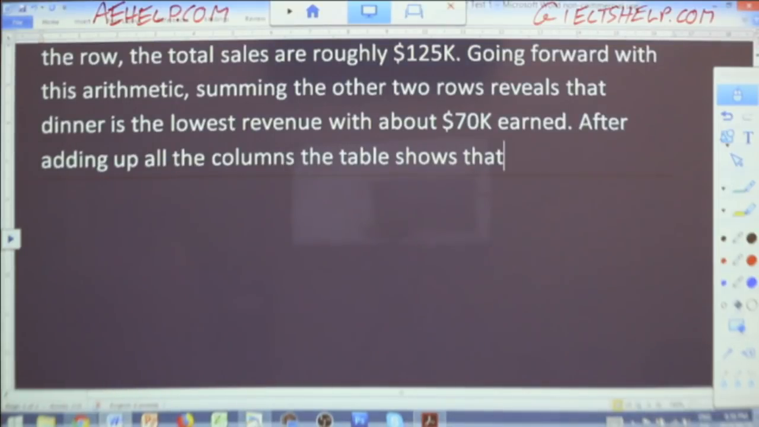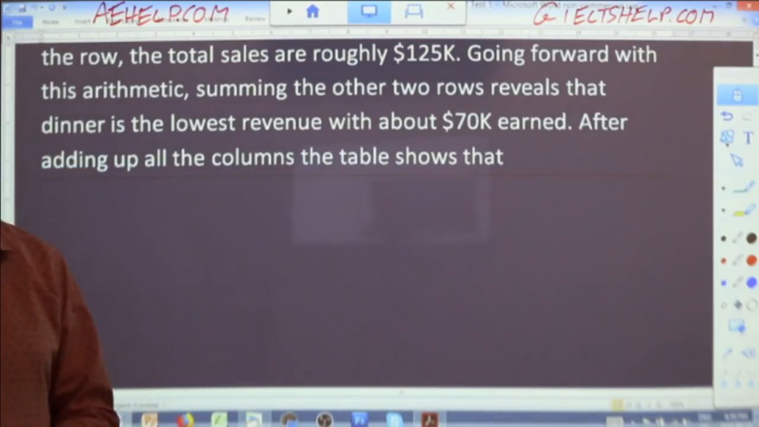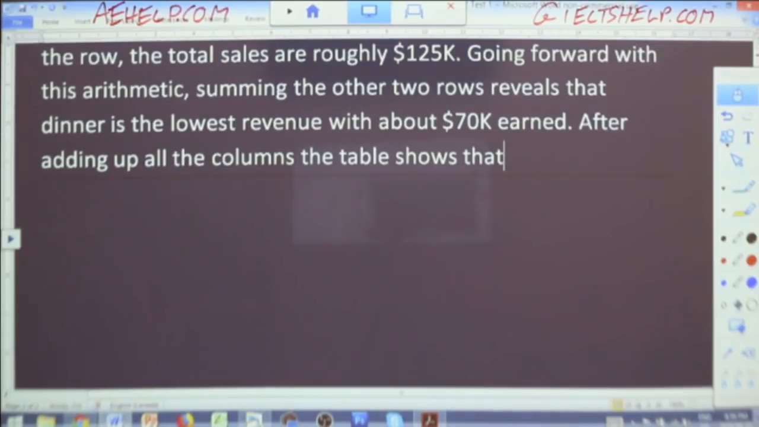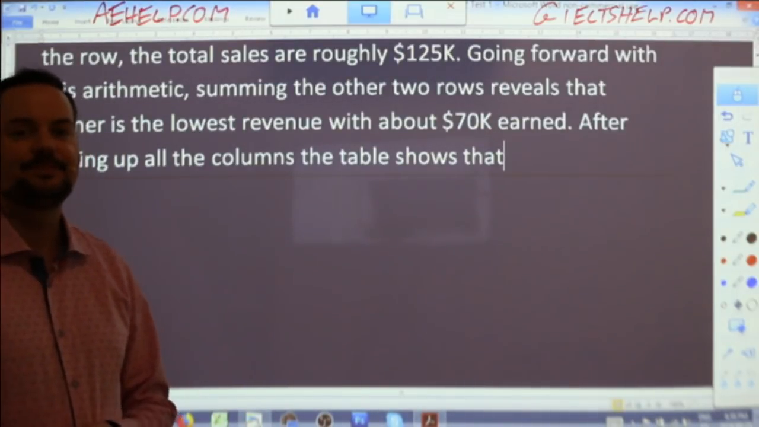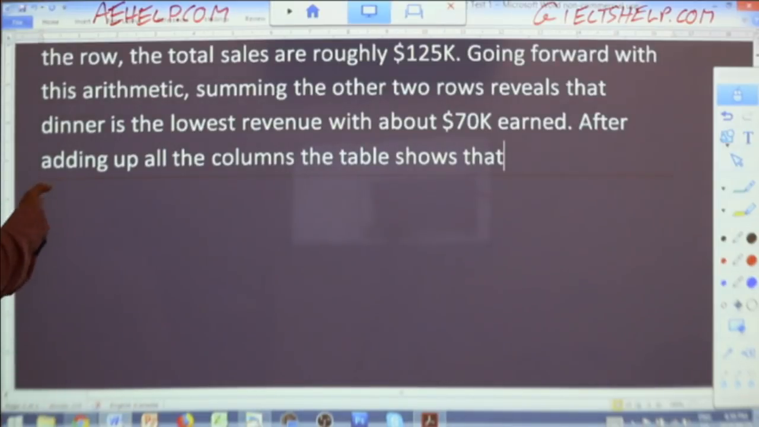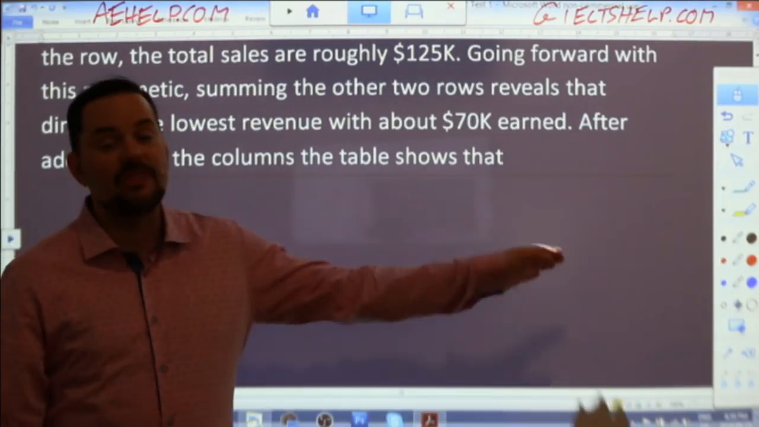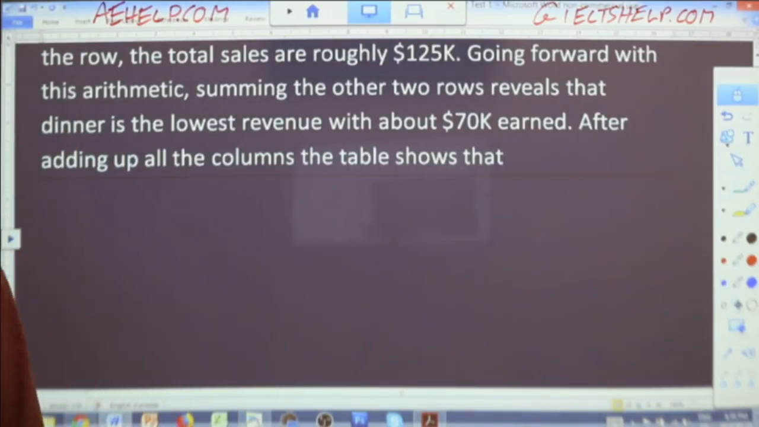So let's continue on here. Can somebody finish this for me? And I do read your comments, TQ, as the flow of the lesson allows me to. Don't worry about it. Just keep asking those questions. So can somebody continue this sentence for me? After adding up all the columns, the tables show that. Anybody? What would be a good way to continue that sentence? Give you a chance here. Yep, the highest sales, and then keep going, Chandani.